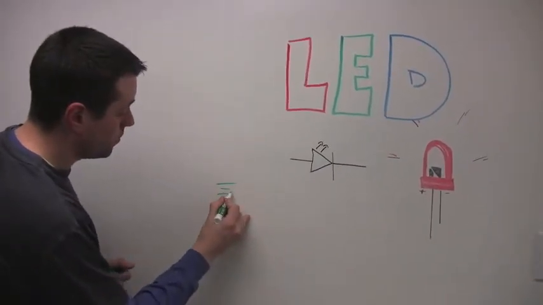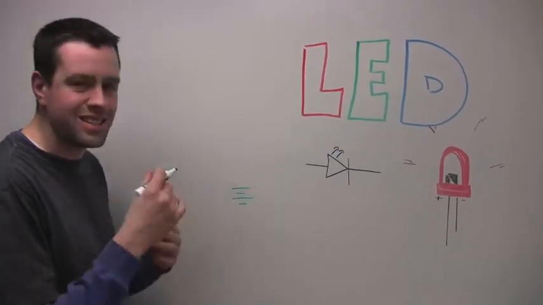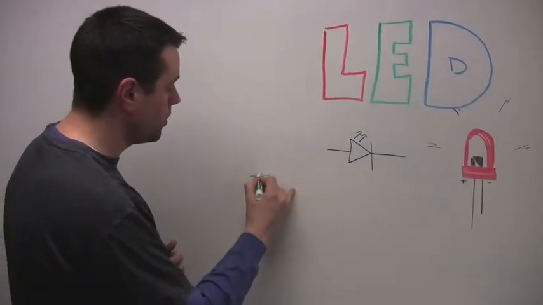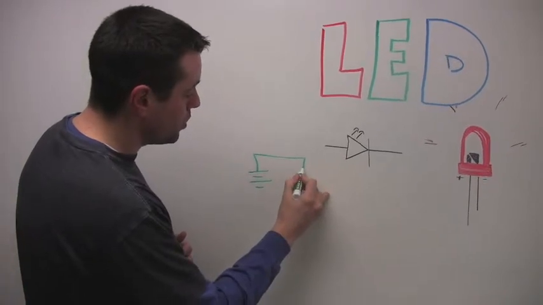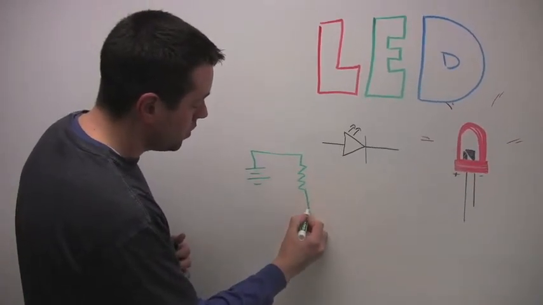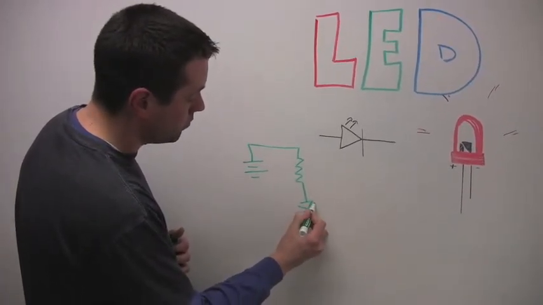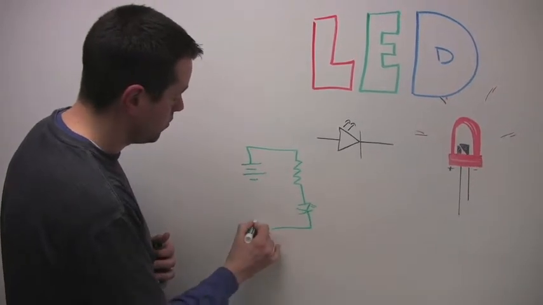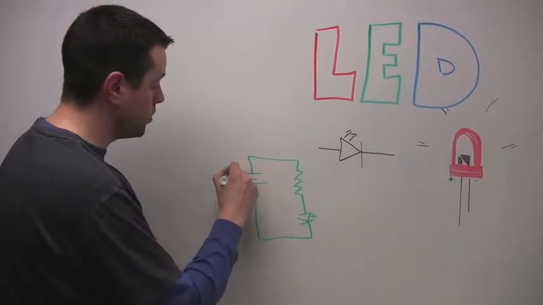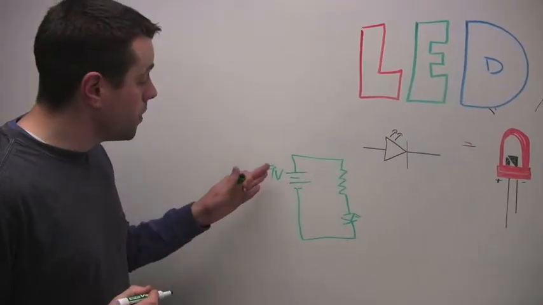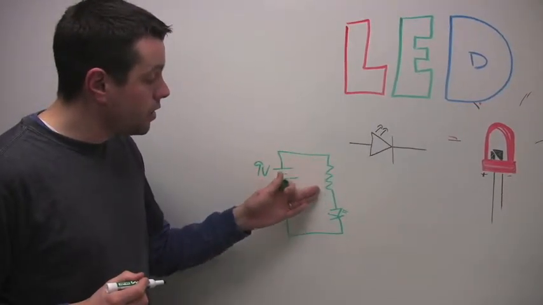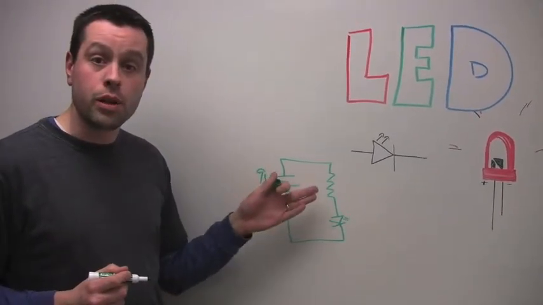We've got our battery. Don't let the symbols freak you out. This is easy. You guys can handle this. No problem. We want to put a resistor in and then go through our LED. Okay, we know this is 9 volts. We need to figure out how to limit the current going through the LED by putting a resistor in there.